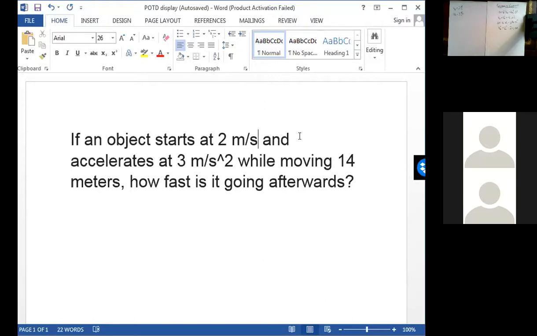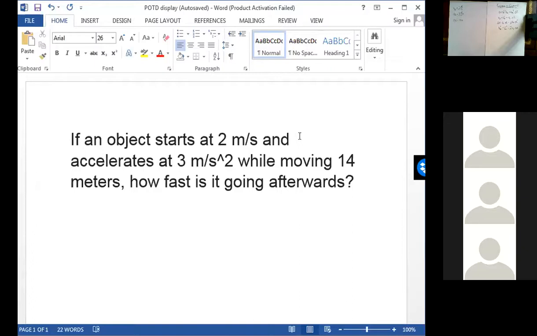And distance, 14 meters. Yeah, the distance is 14 meters, right? That's how far it goes. Good, so we've got 3 givens, so that should be enough. And then the unknown, which quantity are we being asked about? Final velocity, yeah, how fast is it going afterwards, right? So we're looking for final velocity.